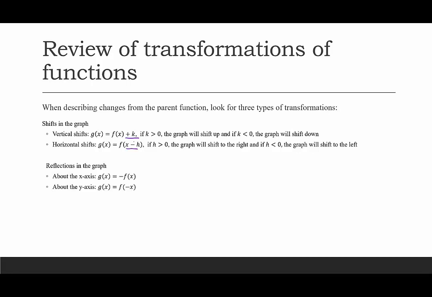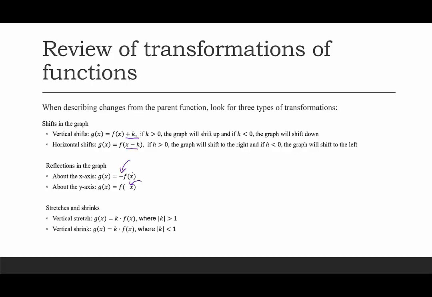The graph will scoot to the right if h is positive, and it will scoot to the left if h is negative. We also look for reflections in the graph. We'll know we have a reflection because we see a negative attached to the function. If the negative is on the outside of the function, that's going to be a reflection about the x-axis. If it's within the function, we see a negative x inside that function, that's going to be a reflection about the y-axis.